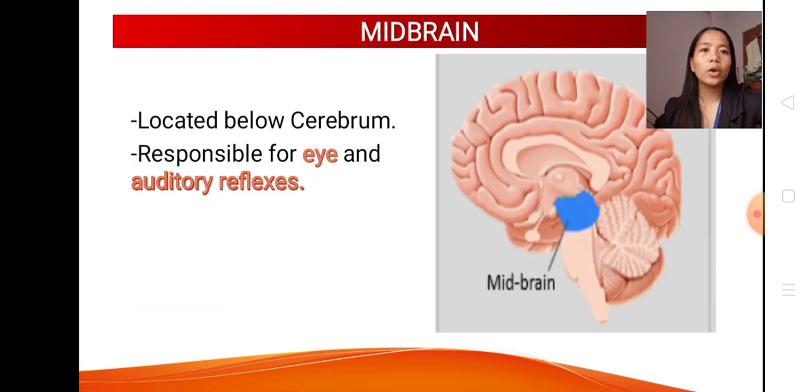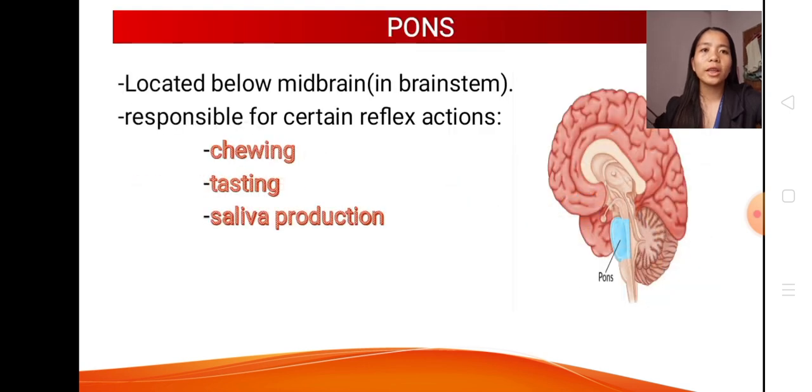Midbrain, located below the cerebrum, responsible for eyes and auditory reflexes. Pons, located below midbrain in brainstem, responsible for certain reflex actions like chewing, tasting, saliva production.